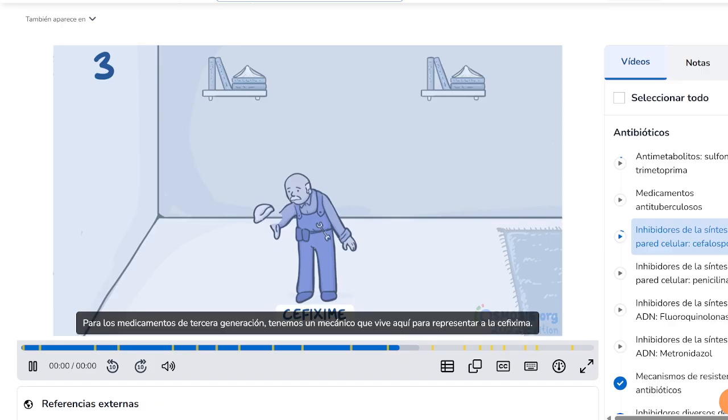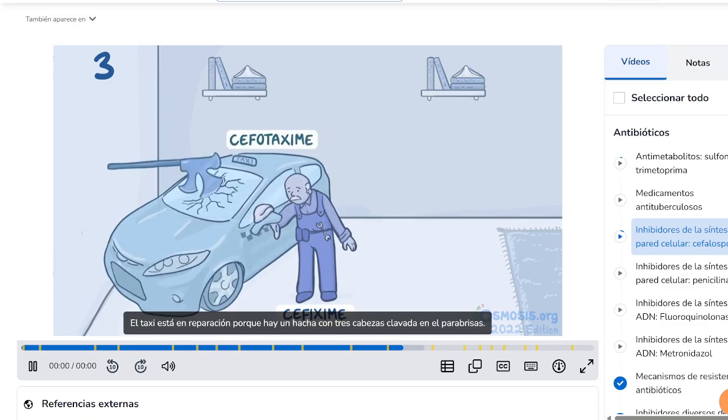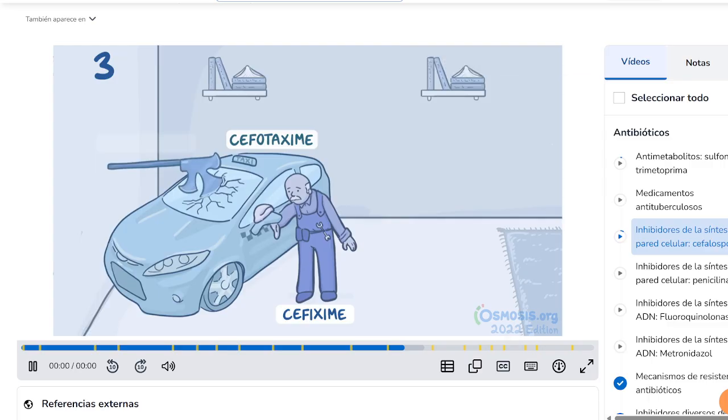He's working on fixing a taxi representing cefotaxime. The taxi's in for repair because there's an axe with 3 heads stuck in the windshield for ceftriaxone. The mechanic was paid with a giant dime for ceftazidime.